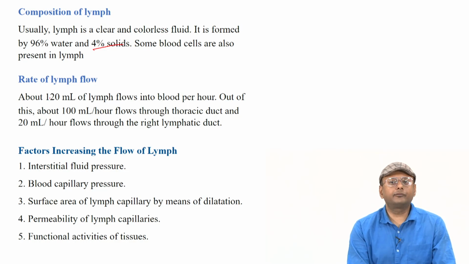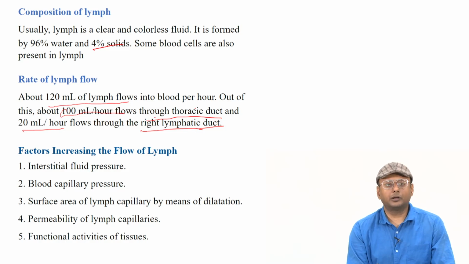And as for the rate of lymph flow, about 120 ml of lymph flows per hour in our body. Out of this 120 ml of lymph which flows within an hour, 100 ml per hour flows through the thoracic duct, and 20 ml per hour of the lymph flows from our right lymphatic duct. Okay. So, there are two different lymphatic ducts. Out of the 120 ml, 100 ml mostly goes through the thoracic duct, and only 20 ml per hour flows through the right lymphatic duct.